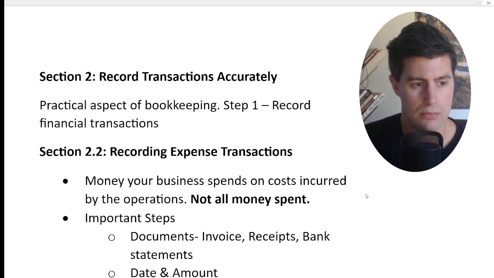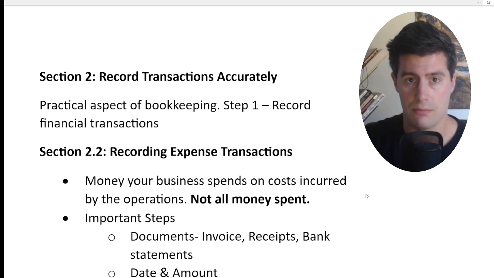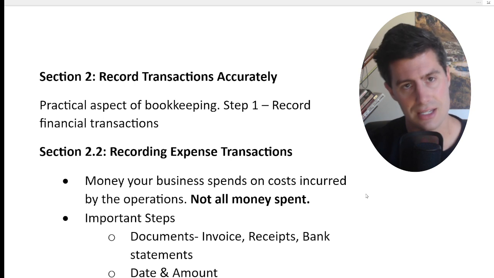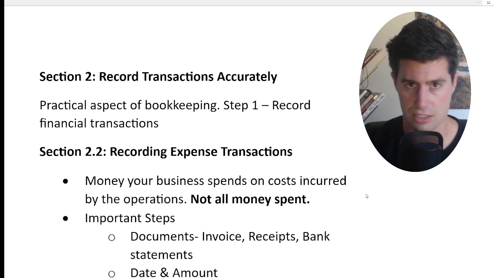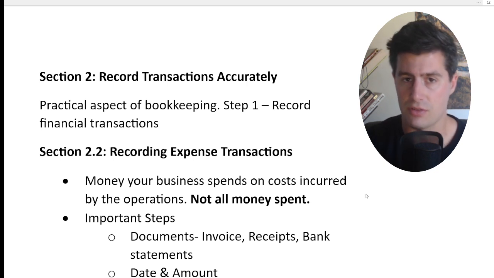Pretty much all money your business spends on costs incurred by the operation. But keep in mind, this is not necessarily all of your money spent. So like money going out, money that you spend. But in order for it to be recorded as an expense, it needs to be a transaction that can actually be expensed for tax purposes in the time period.